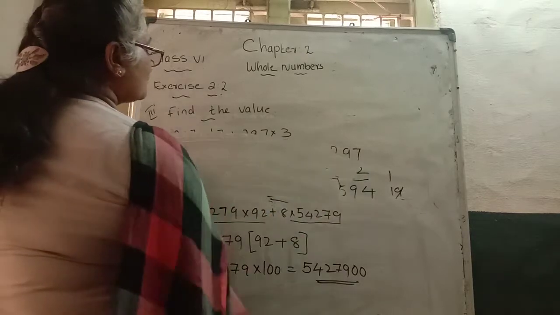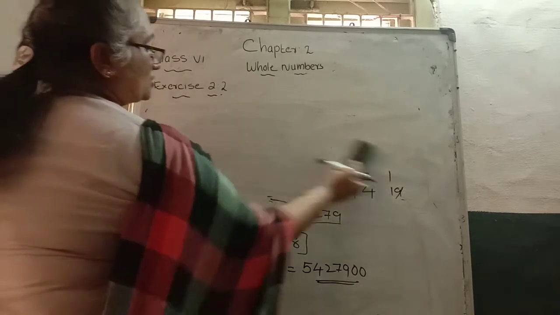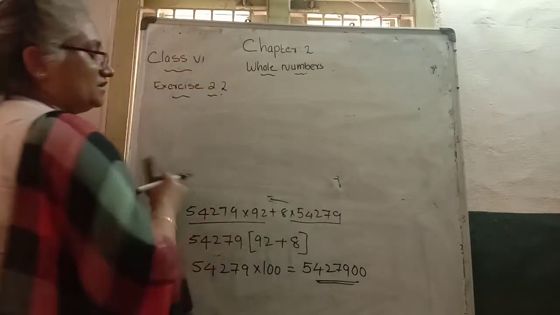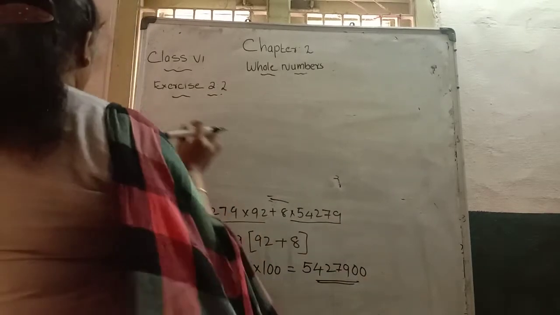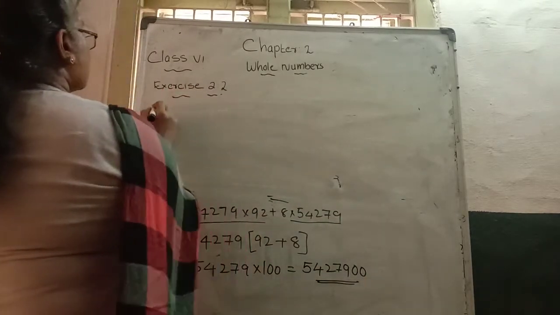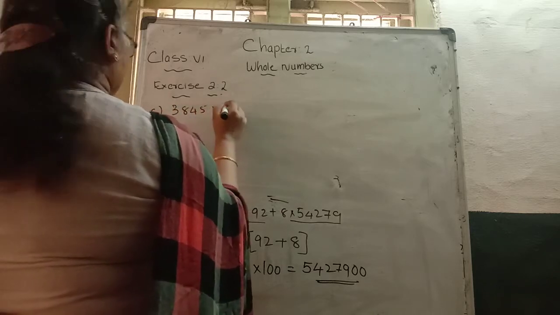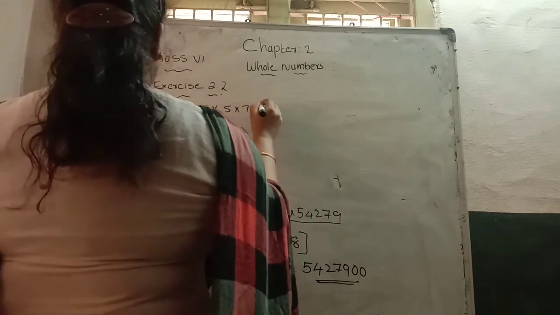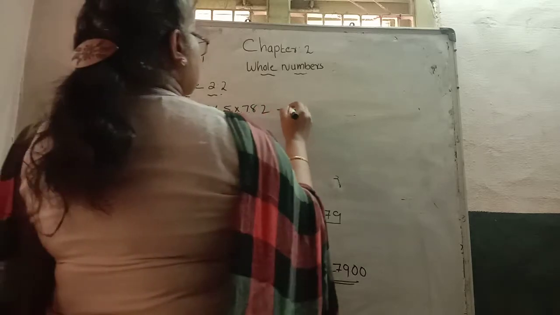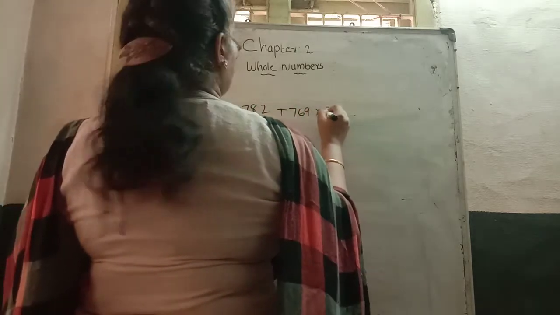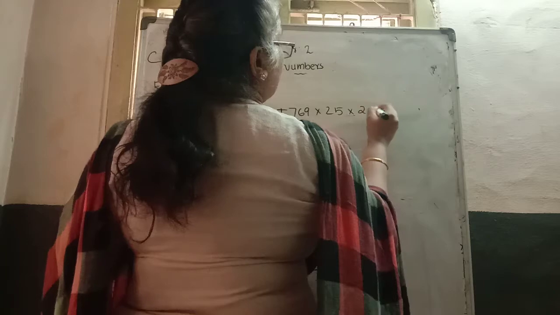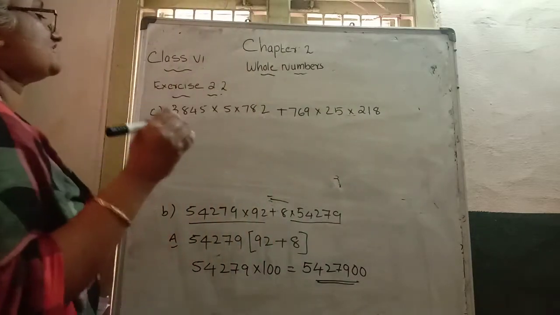Then next, one more question at this model, third Roman. One more question, question C. 3845 into 5 into 782 plus 769 into 25 into 218. In this way, the next question is given.